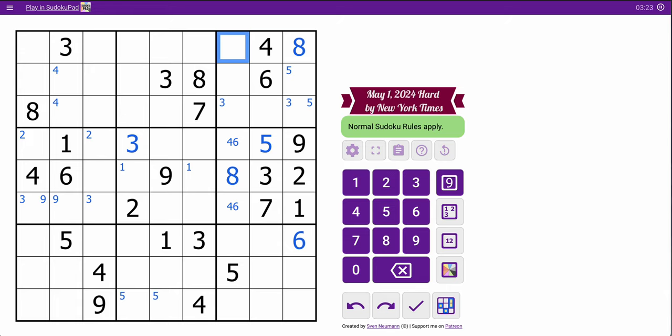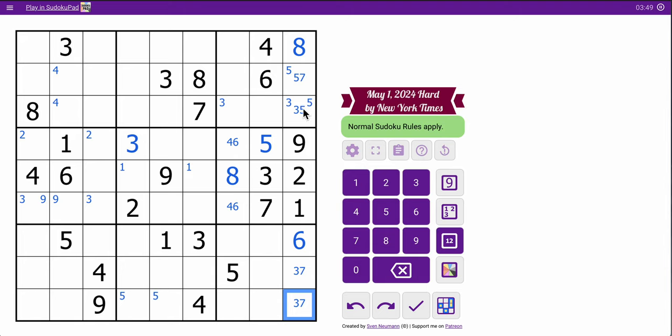One, two, six, eight, nine. I need 3, 4, 5, and 7 to fill out column 9. That's 3 and 7 only. This can't be 4. Or 5. Wait, what? Okay, this can't be 4 or 5, and this can't be 4 or 5 either, so that's a 3, 7.